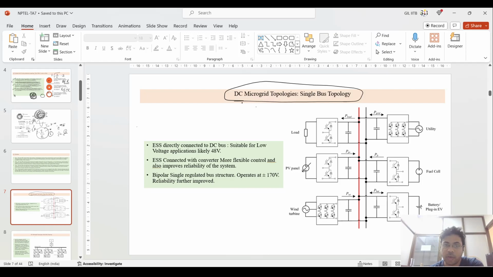So coming to the first topology of the DC microgrid, the first is the single bus topology. Single bus, in the sense that one bus is carrying the current, and one is having the return current, because you need a closed path for the current to flow.